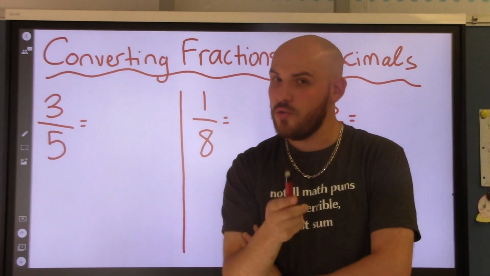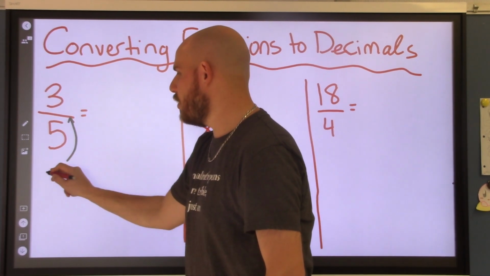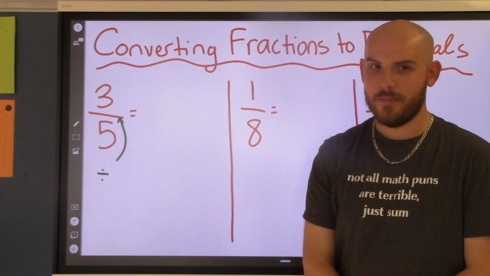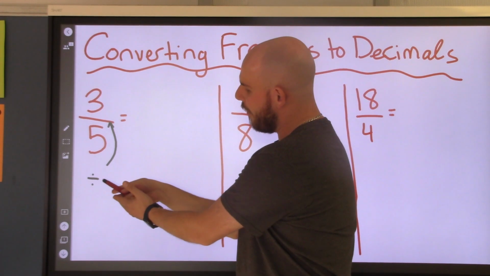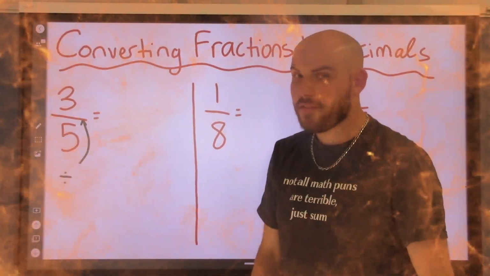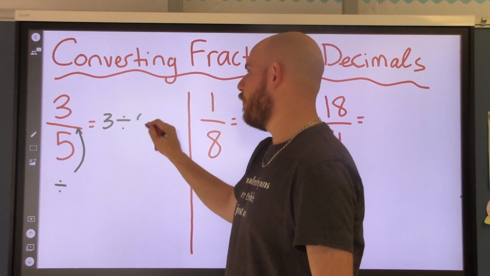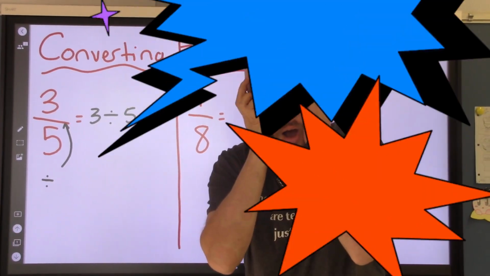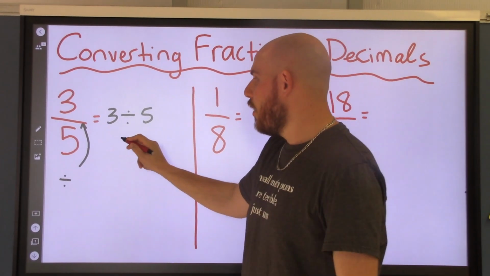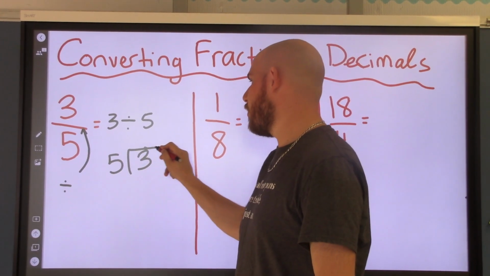I bet you didn't know, or did you, that this fraction line actually means divide. You see how the divide symbol has the line and the dots? It looks the same. So all you have to do is divide 3 divided by 5. That's crazy. So you put the 3 on the inside, the 5 on the outside.